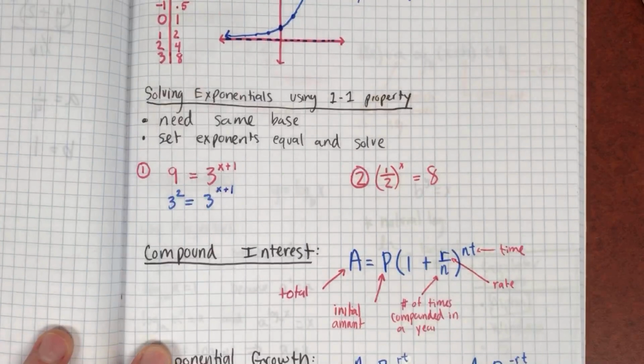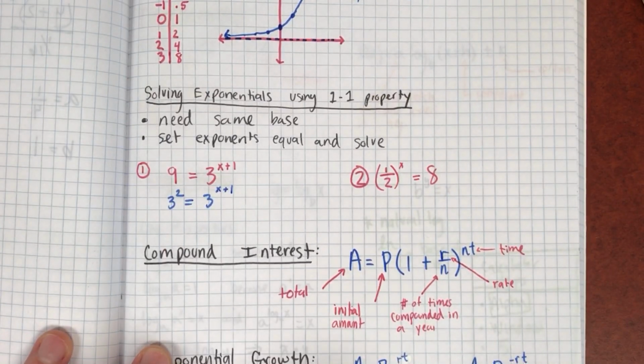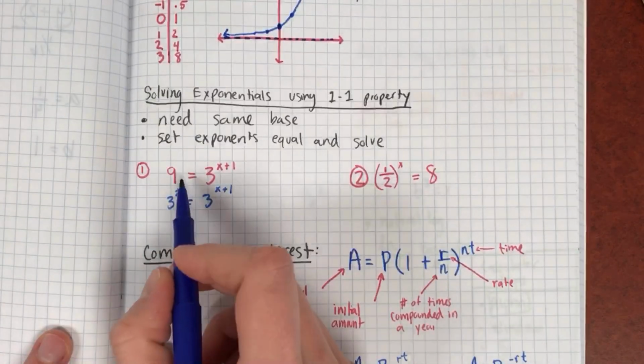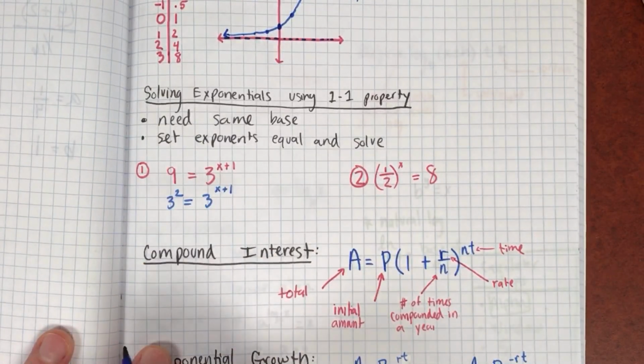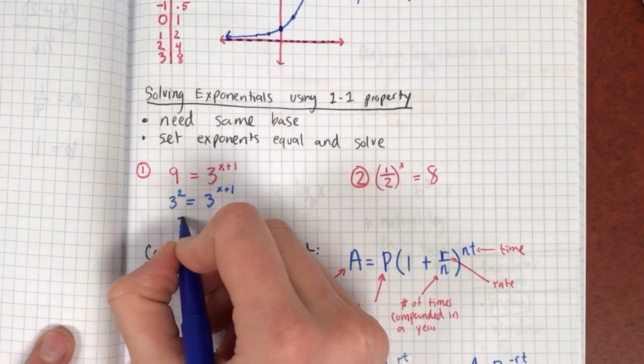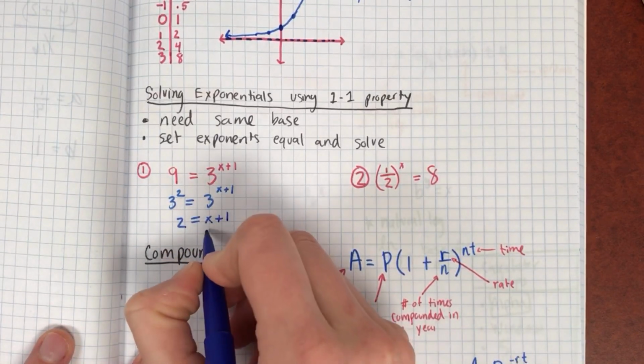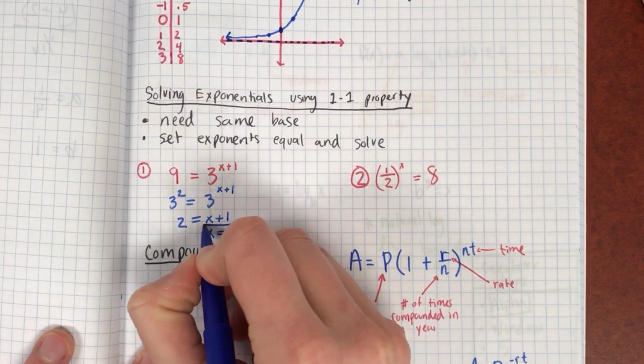All right, and so now I've got the same base. I haven't really changed any numbers, I just changed the way they look. Okay, so 3 squared is still 9. Now I can put my exponents equal. 2 equals x plus 1, and so x equals 1.